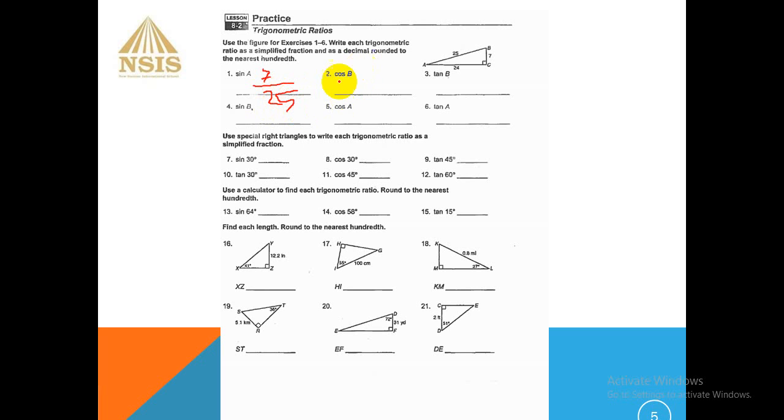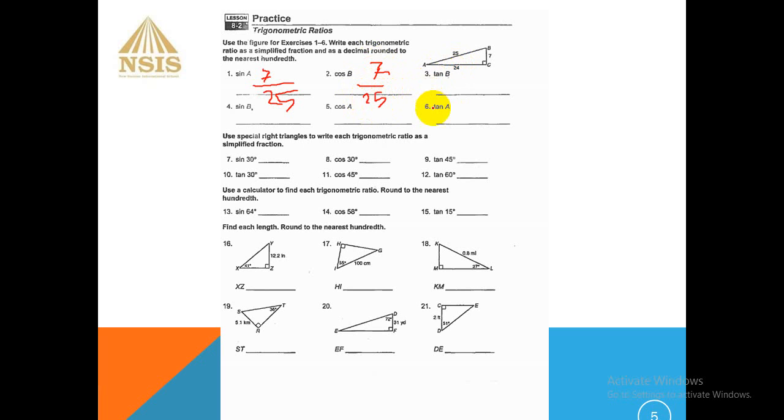Here, cosine B. This is my angle B. Cosine means adjacent over hypotenuse. What's adjacent to B? It's 7 over 25.